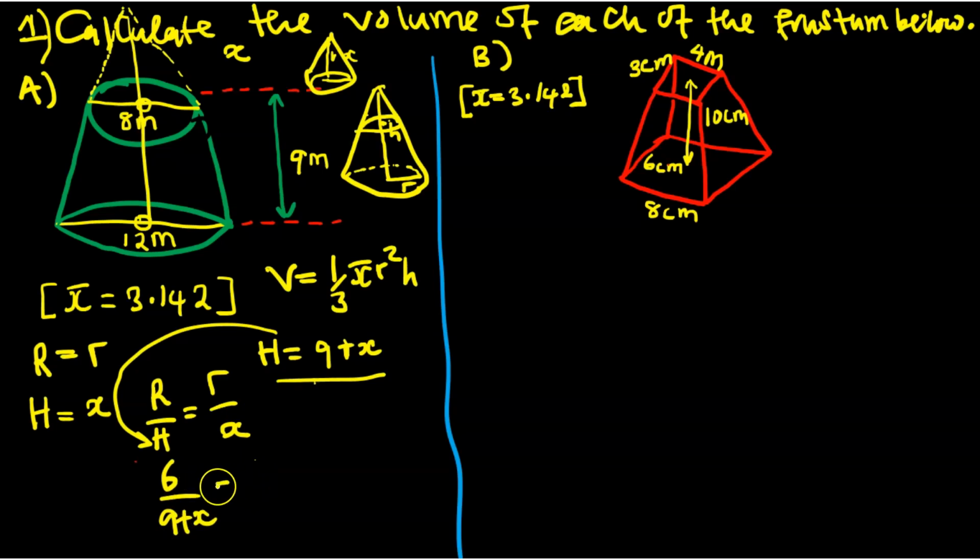So let's just put numbers here. The small radius over the big radius is equal to the small height over the big height. Here on top, the diameter is 8, so the small radius is 4. Divide, what is the small height?